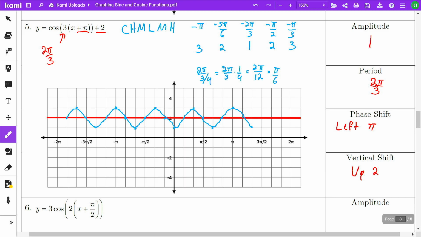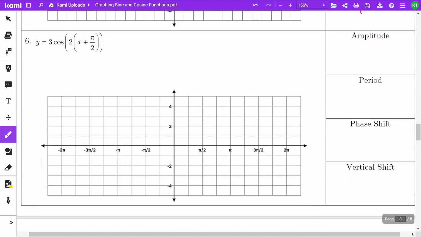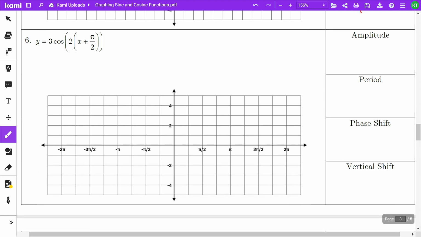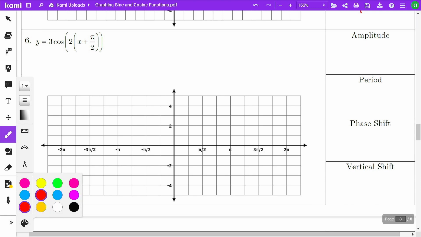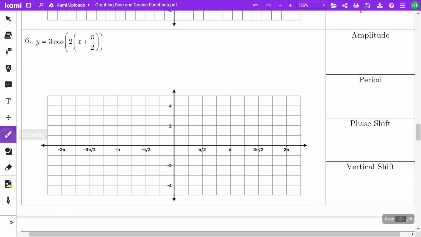All right, so let's wrap this up with one more question here. We have y equals 3 cosine of 2 times x plus pi over 2. So let's start with our amplitude. Our amplitude for this one is going to be 3. That's my 3 out front. Next is my period. My b is equal to 2, so 2 pi over 2, that's equal to pi. My period is going to be pi.